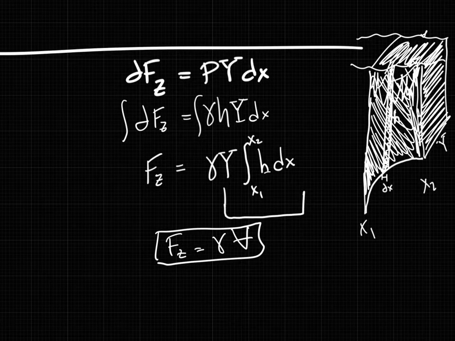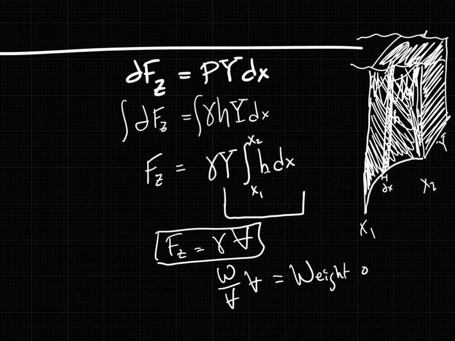So what's cool about this, and this makes perfect sense actually, is that we take gamma times the volume. Gamma is weight per volume. If we multiply times volume, what do we get? We get the weight of the water above our shape. Well, that makes perfect sense, doesn't it?